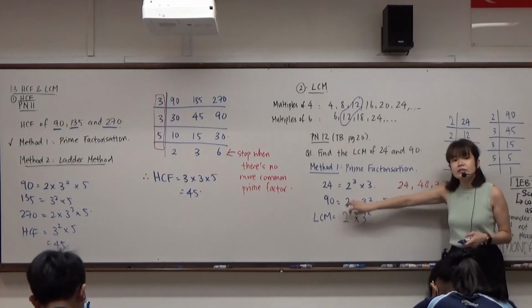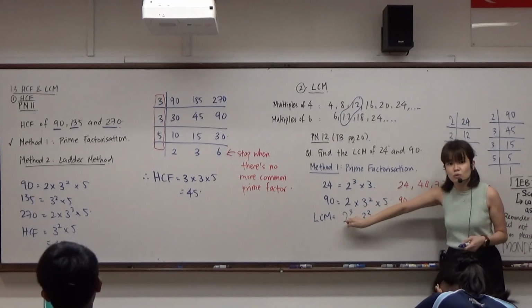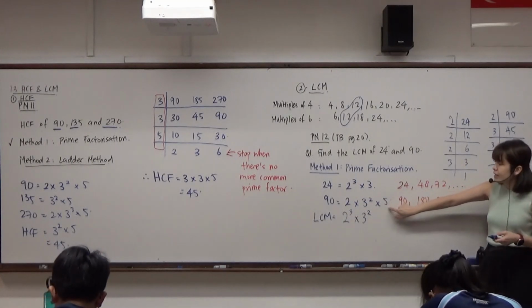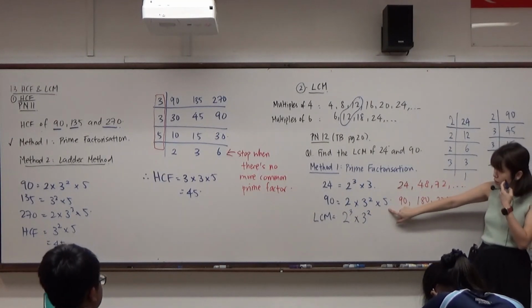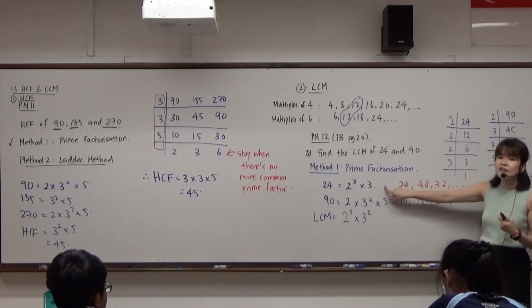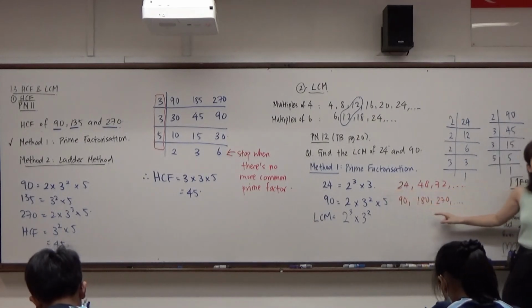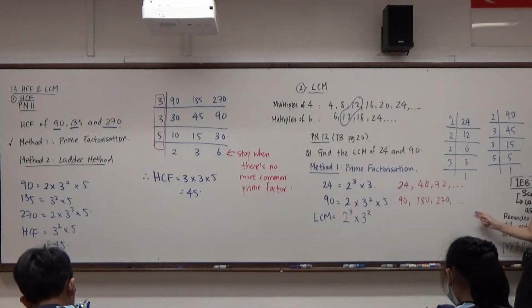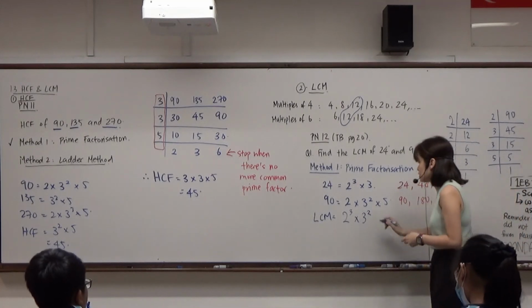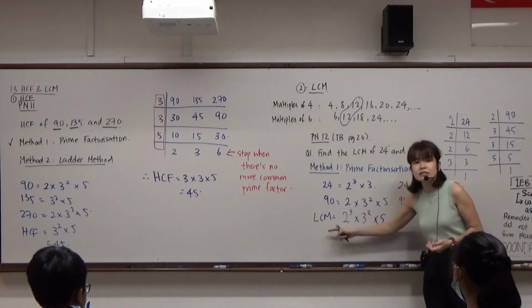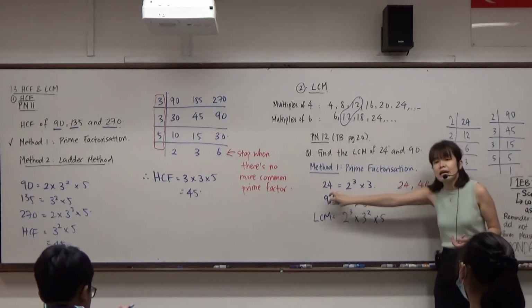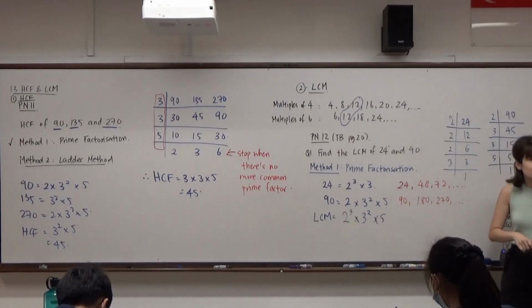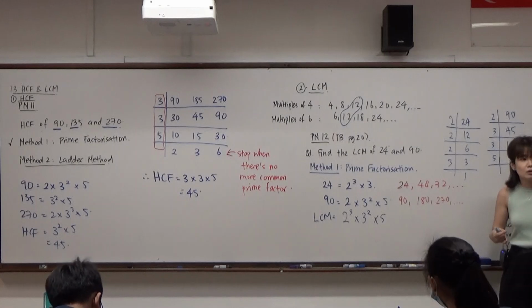Right? So as long as we take the highest, the lowest one will be inside. Okay, and for the 5, 90 has a 5, 24 doesn't have a 5. But because we're looking for multiples, the 5 must be included. Otherwise, this lowest common multiple doesn't have the 90 inside it. It wouldn't be a multiple anymore.